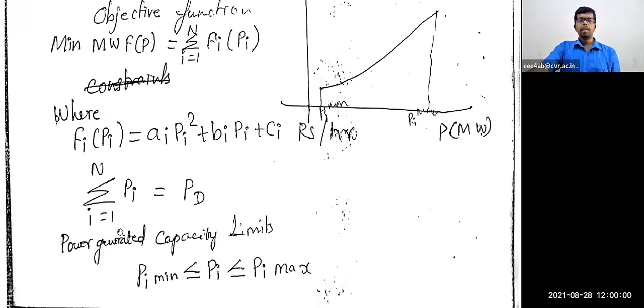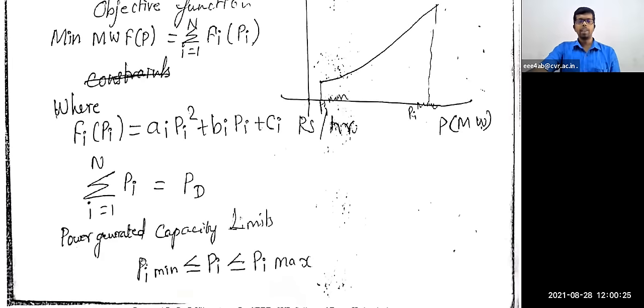Next, what are the minimum and maximum operating limits, or power generation capacity limits? Whatever generation Pi happens, it should be within the minimum and maximum operating limits. We take the minimum operating limit as Pi minimum: Pi minimum is less than or equal to Pi, which is less than or equal to Pi maximum.